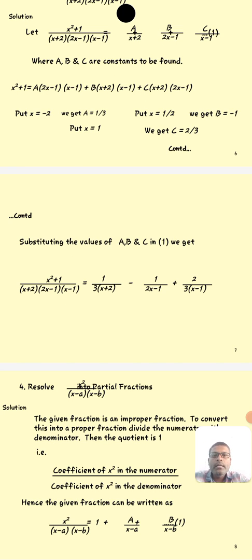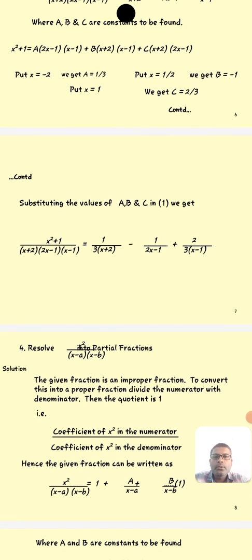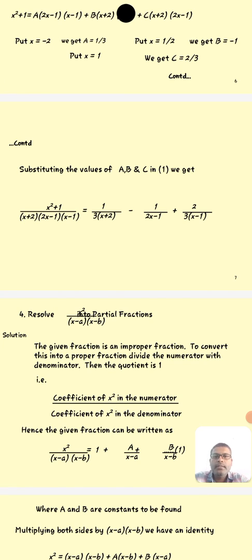We get x square plus 1 divided by x plus 2 into 2x minus 1 into x minus 1 is equal to, what is the A value here? 1 by 3. So 1 by 3 into x plus 2. What is the B value? Minus 1. So minus 1 divided by 2x minus 1. What is the C value? 2 by 3. Plus 2 divided by 3 into x minus 1.